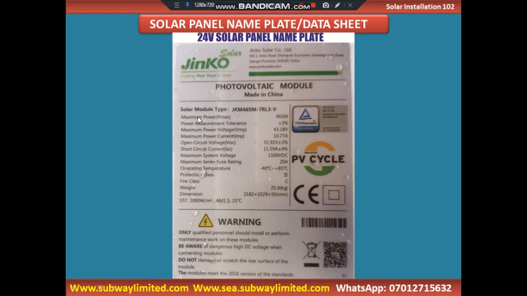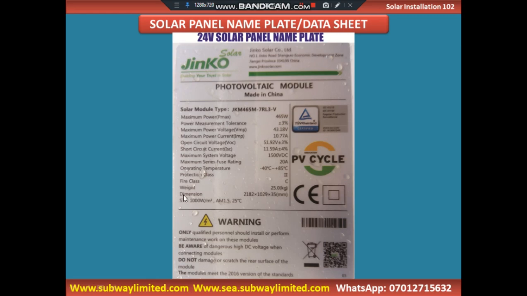So you can see the maximum power here is 465 watts. This is a 465 watt solar panel. Power measurement tolerance, we talked about plus or minus 3%. We dwelt on this in our previous video. There's no point explaining much here because we already expatiated on all this.